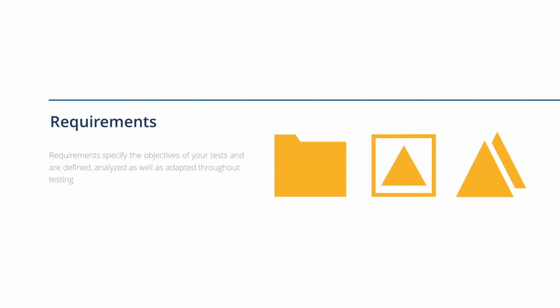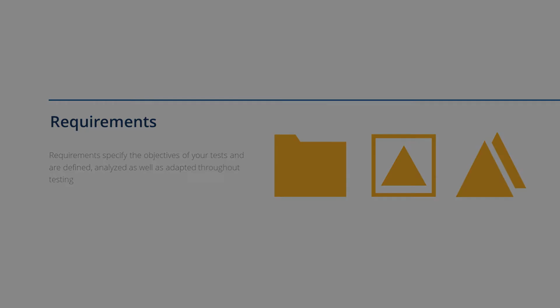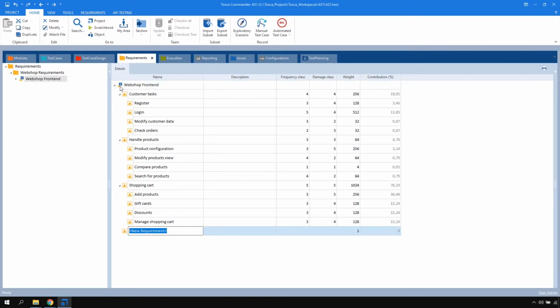Let's now move on to requirements. As we know, requirements specify the objectives of your tests and are defined, analyzed, as well as adapted throughout testing. With the requirements section in Tosca, you can easily specify the requirements for your system under test, as well as assign risk coverage for efficient testing.